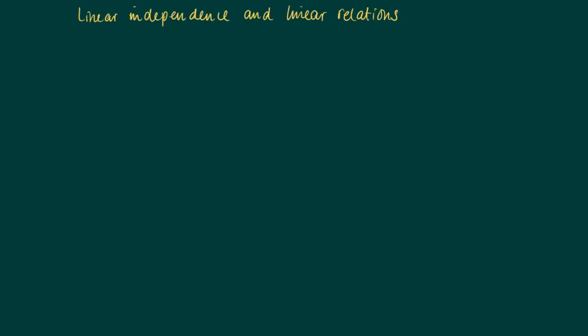We will extend the notion of independence and redundancy by the notion of a linear relation between vectors. Consider the following definition. Consider vectors v1, v2 until vm, just m vectors in Rn. Then an equation of the following type.